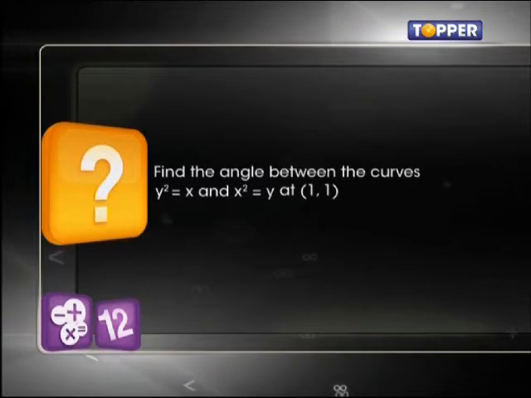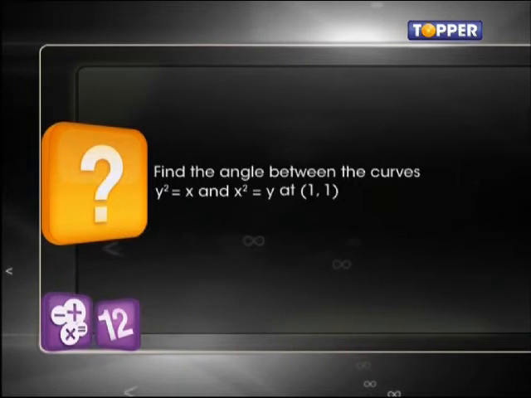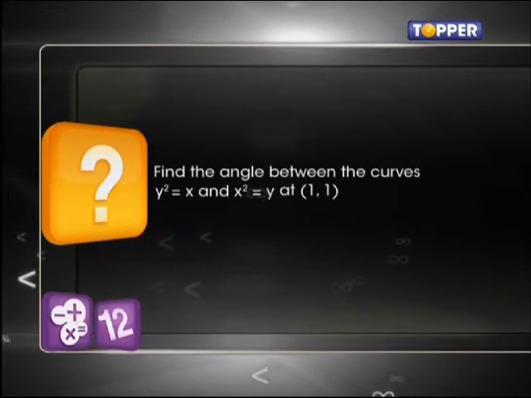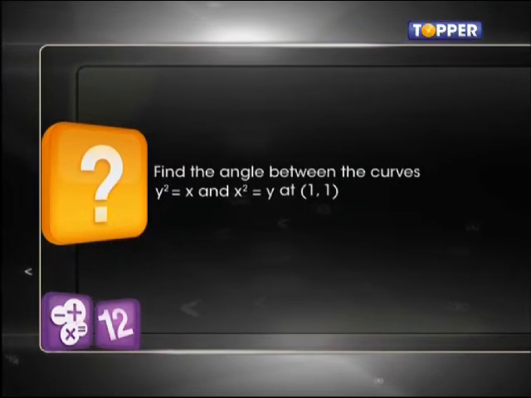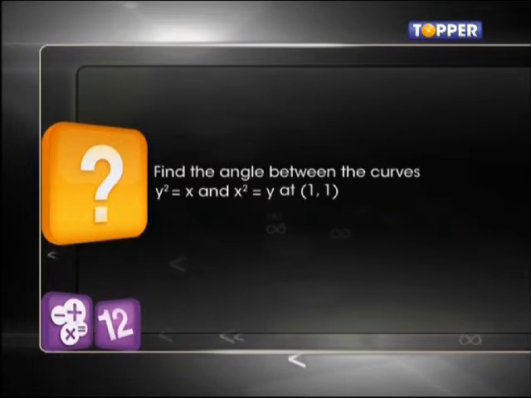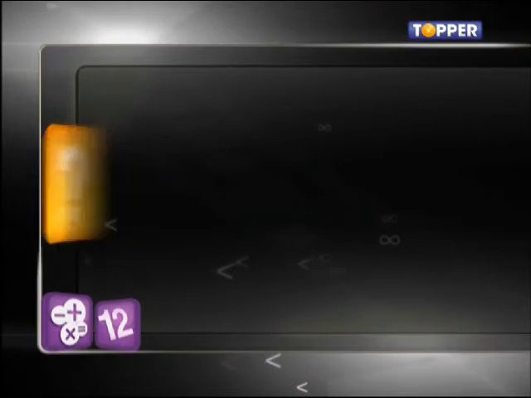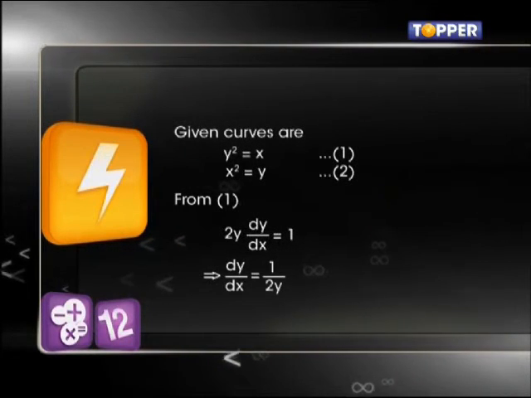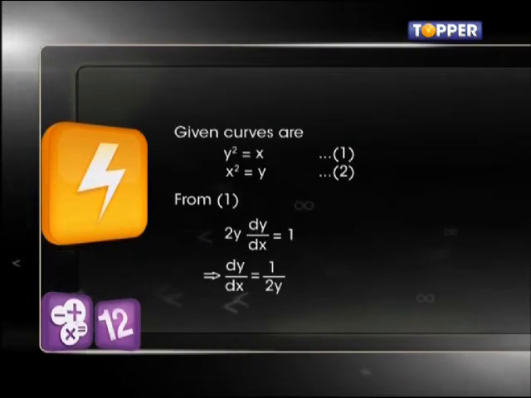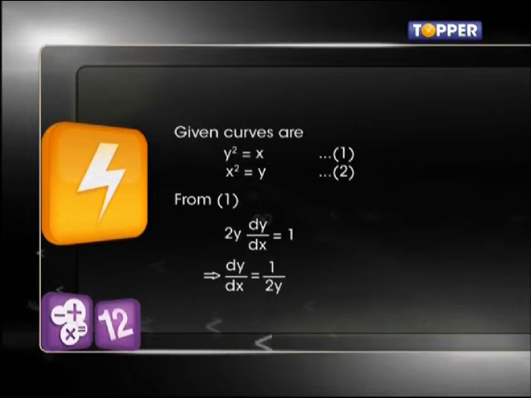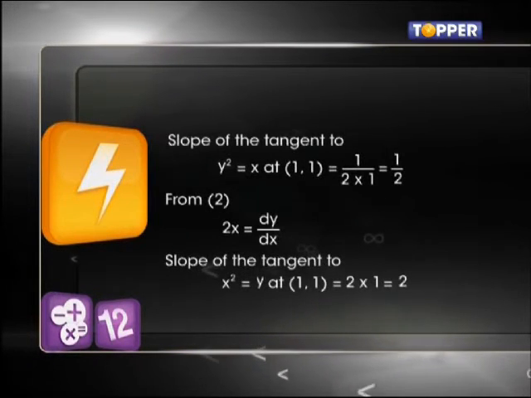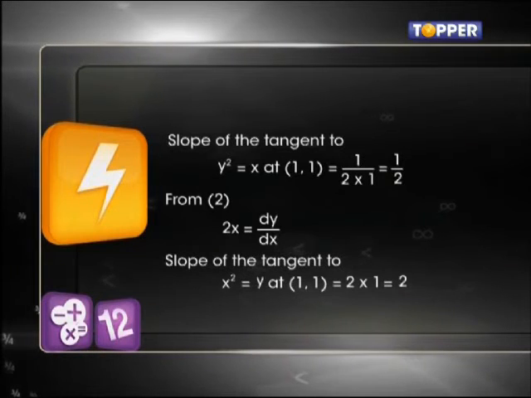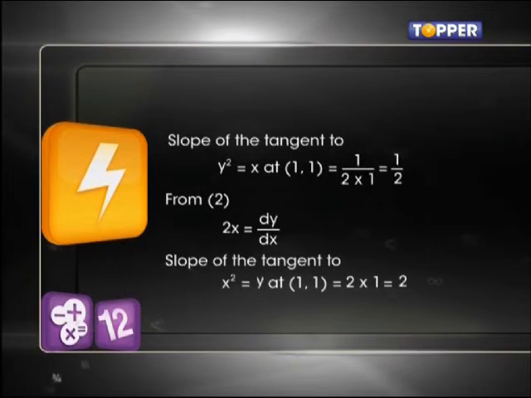Before the break, we'd asked you to solve the following. Find the angle between the curves y squared equals x and x squared equals y at (1, 1). Now, you know that the angle between two curves is the same as the angle between their tangents at the given point. So, first we find the slope of both curves at the same point, (1, 1).